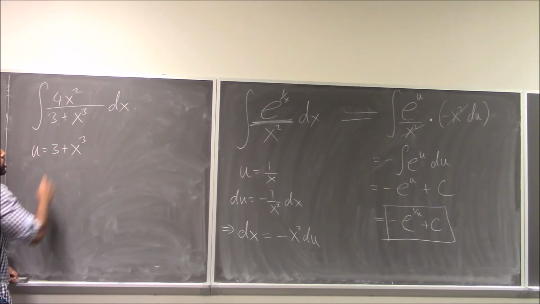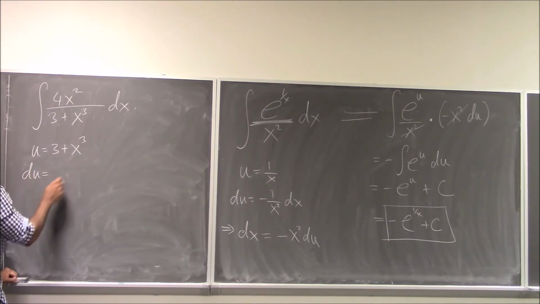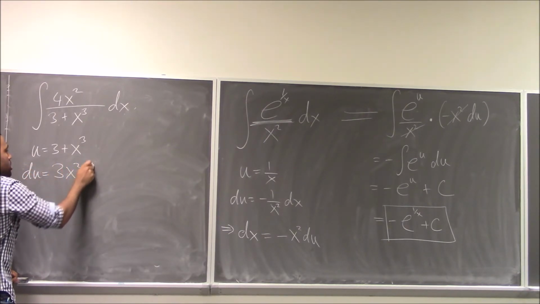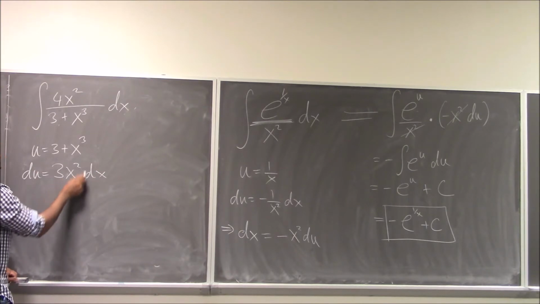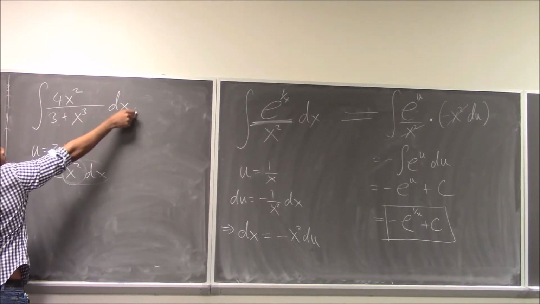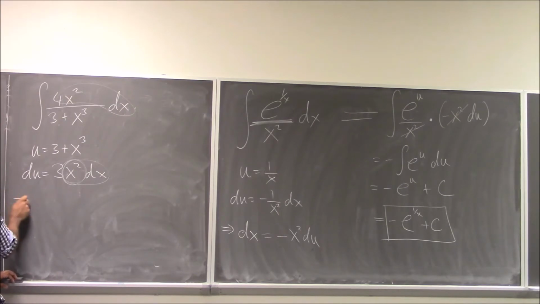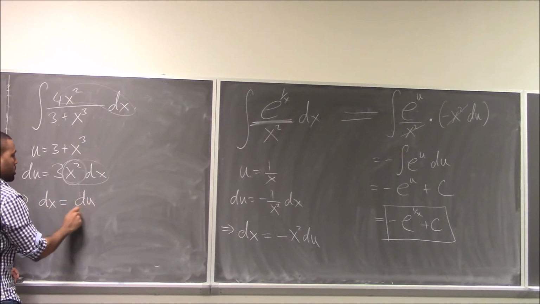Let u equal 3 plus x cubed. So what I would do, du would be 3x squared dx. So now I want to make sure that there's an x squared dx somewhere else in the function. So there's an x squared dx. Constants don't matter, I can factor them off. So what I would do here is solve for dx.